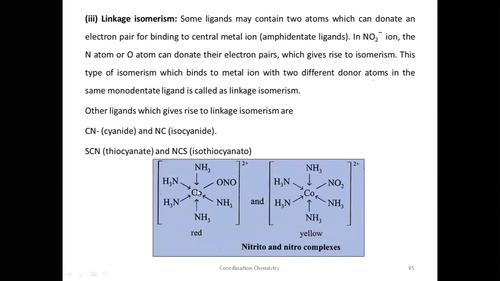An example is shown here. I have already told you about the nitro group. When there is a difference in the donor atom, and the molecular formula of the ligand is the same, such type of isomerism is known as linkage isomerism. Here it is nitrito, here it is nitro. There is a difference in the linkage of the donor atom. Here oxygen is linked to the central metal atom, meaning oxygen is donating its electron pair to the central metal atom, whereas in this case nitrogen is donating a pair of electrons to the central metal atom and forming a coordinate covalent bond.